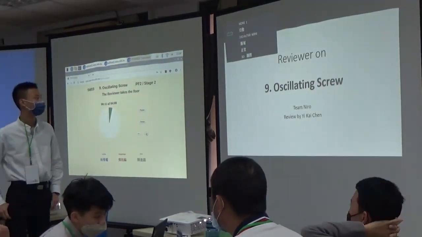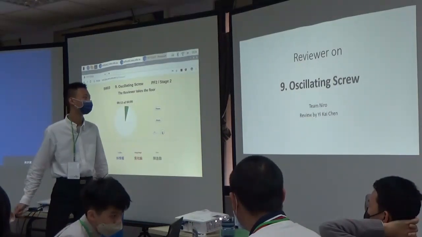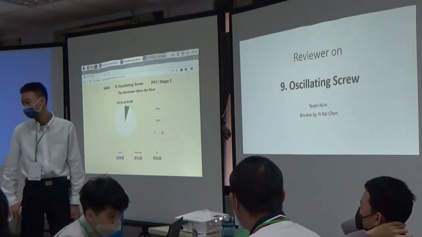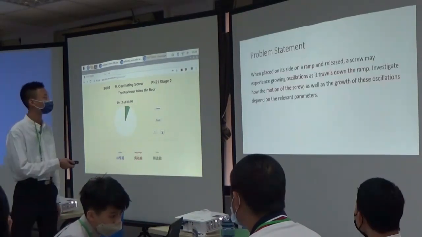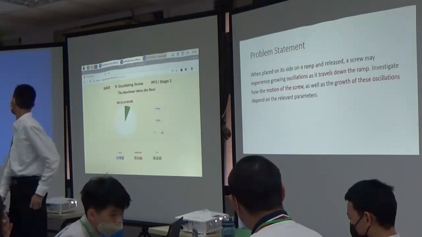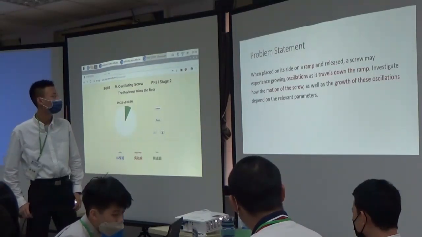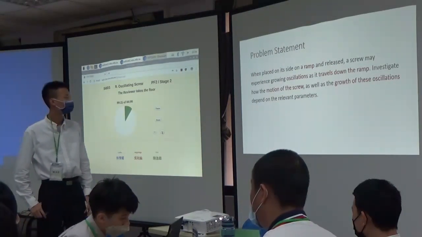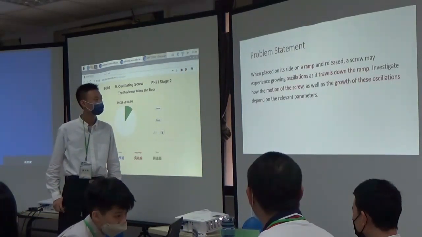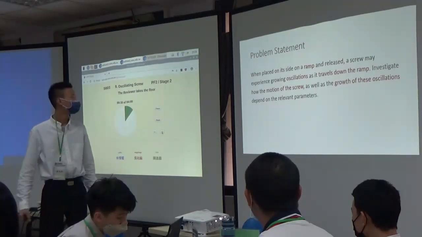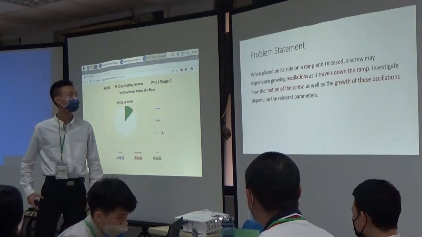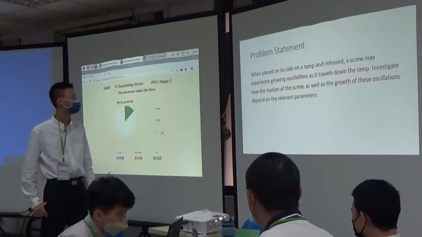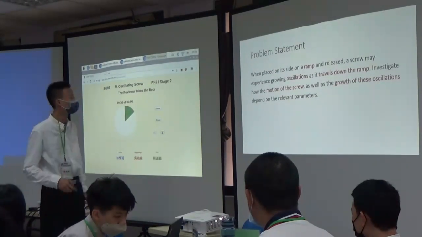Okay, this is a review of the nice oscillating screw, problem C9. Here's the problem statement. It says that when placed on its side on a ramp and released, a screw may experience growing oscillation as it travels down the ramp. It investigates how the motion of the screw, as well as the growth of these oscillations, depends on the relevant parameters.